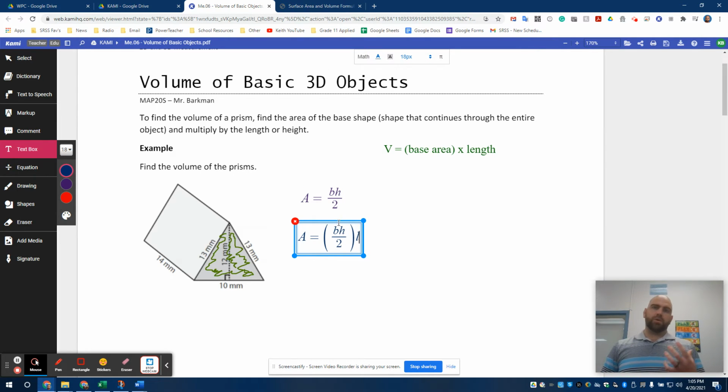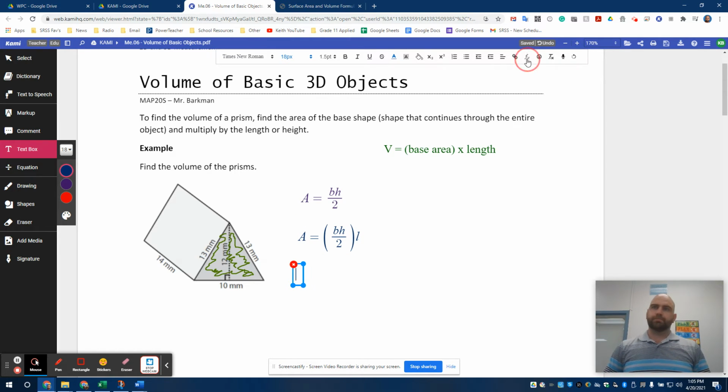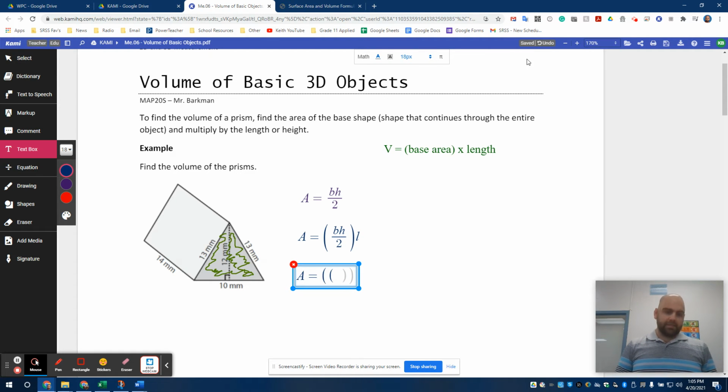So this is how we're going to find it. We're going to plug in whatever formula we need for our base shape. In this case, it's a triangle. We plug it in there, and we multiply it by the length. So let's do the calculations here. The area is equal to, well, the base is 10 millimeters of our triangle. The height is 12 millimeters. We're going to divide that by 2.